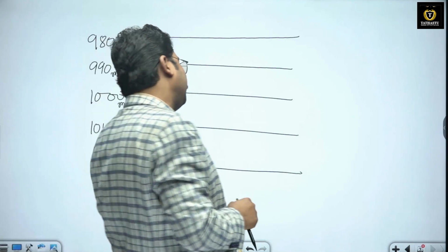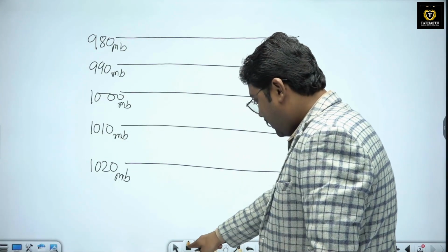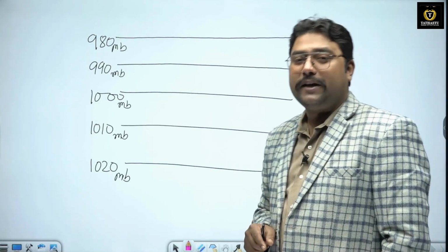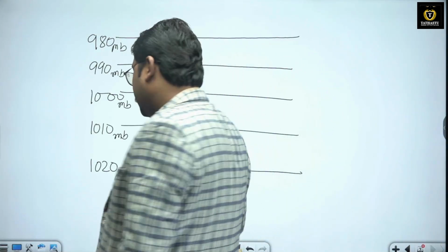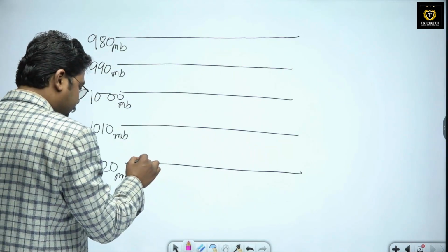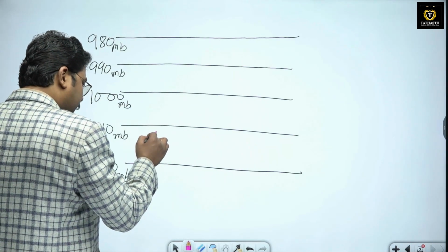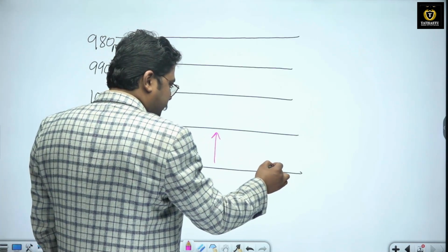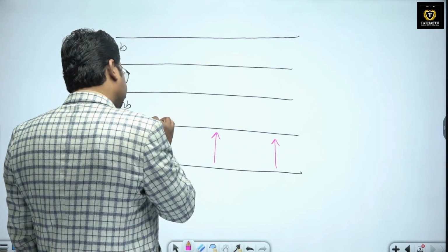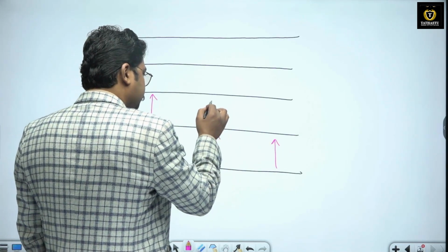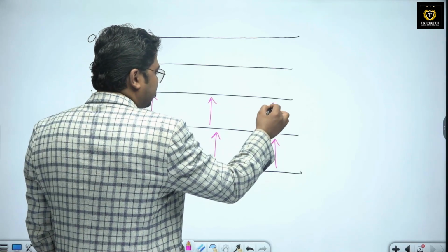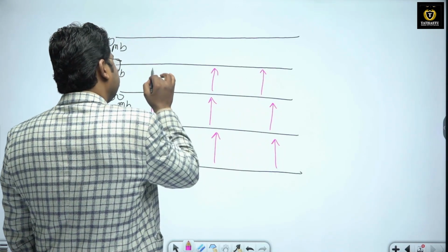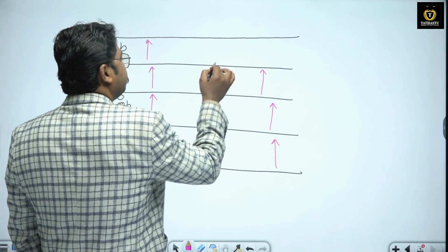Now these are the isobars. If we notice the pressure gradient, the pressure gradient is basically decreasing in this direction. Okay.